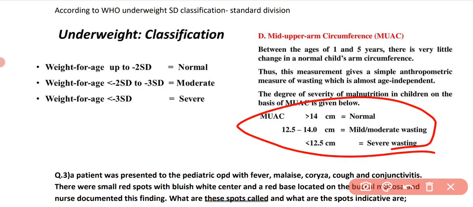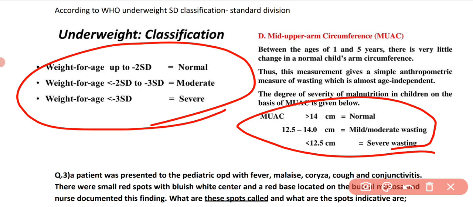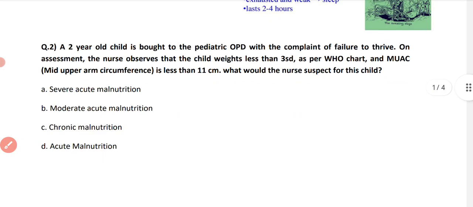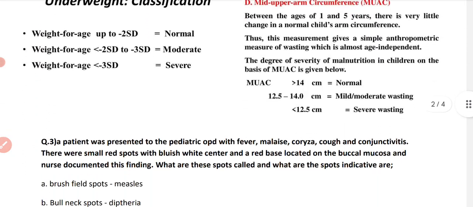If you know these two classifications, we can easily select the answer. And here the right answer is option A, that is severe acute malnutrition.